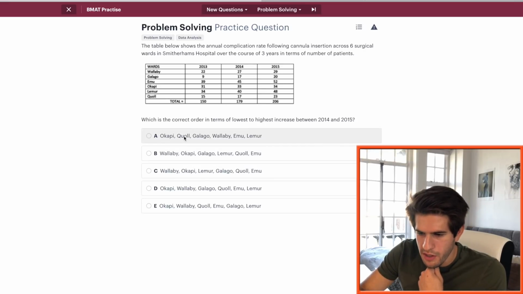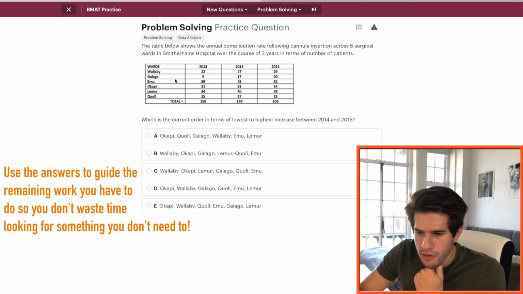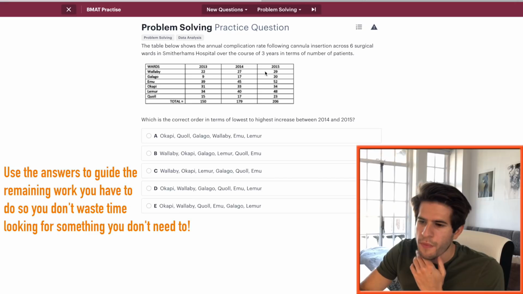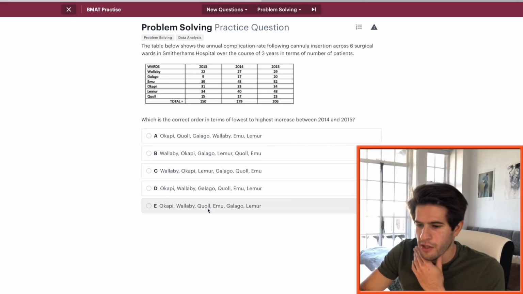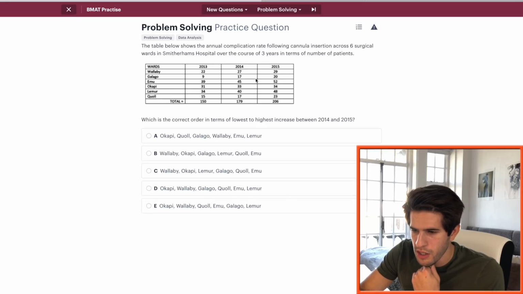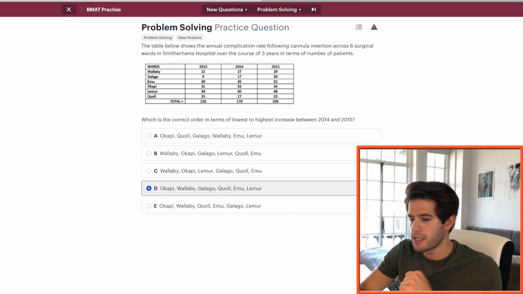Then after that, what do we need to decide between? Q, W, W. So Q was 6 and W was 2. So the next biggest increase is W, so it's one of these two. Then we need to decide between G and Q. We already know Q is 6, so G is 3, so we know G is next, so it's D.